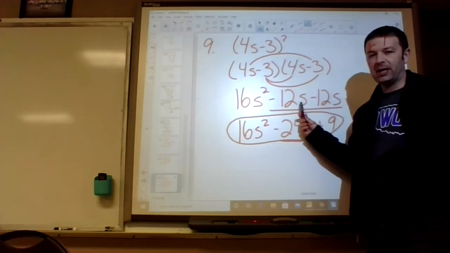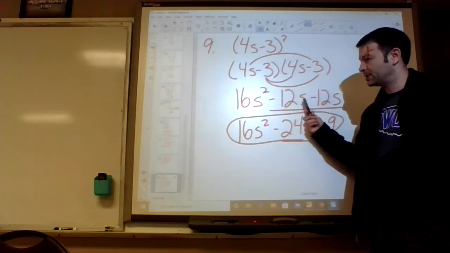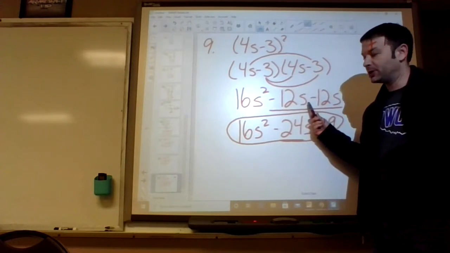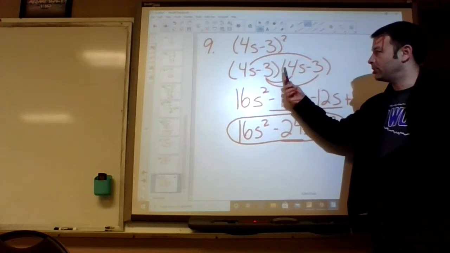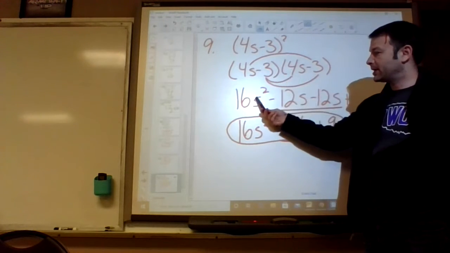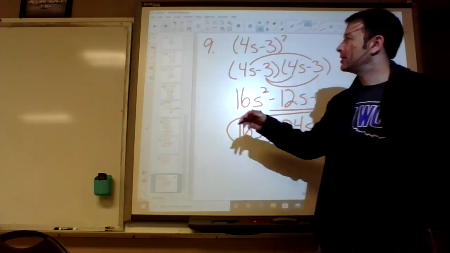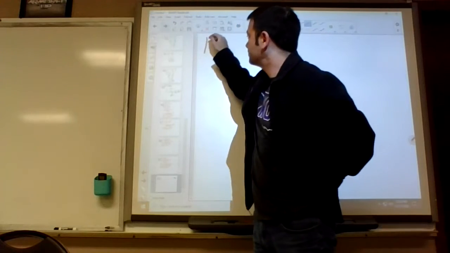So notice when we're adding these 12s, minus 12s, the exponent doesn't change. Okay, when you're multiplying, the exponent changes to like s squared sometimes, but not when you're adding. They stay the same.